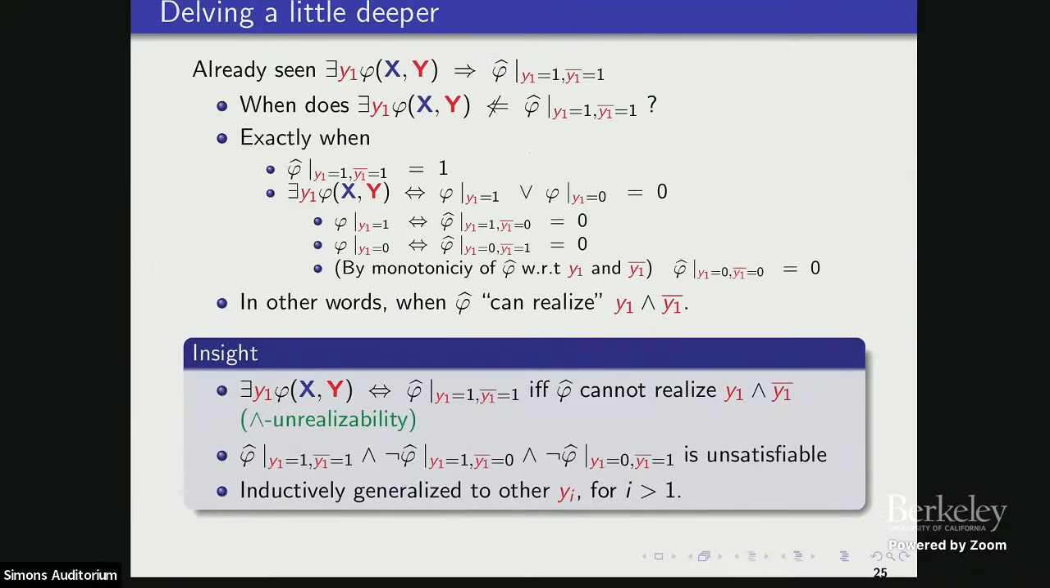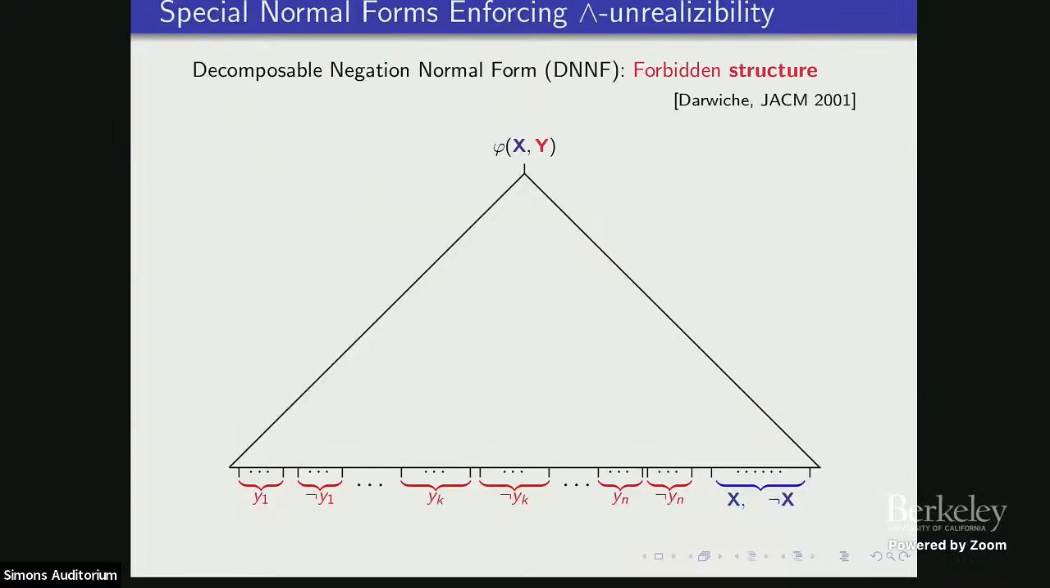So basically, this looks like a very crucial property that whatever representation we have, if I just at the leaves replace the negation y's by y bars, then I should not be able to realize these ANDs. So then, we can go and ask what are the normal forms in the literature that enforce this AND unrealizability? And it turns out that quite a few of them already enforce AND unrealizability.